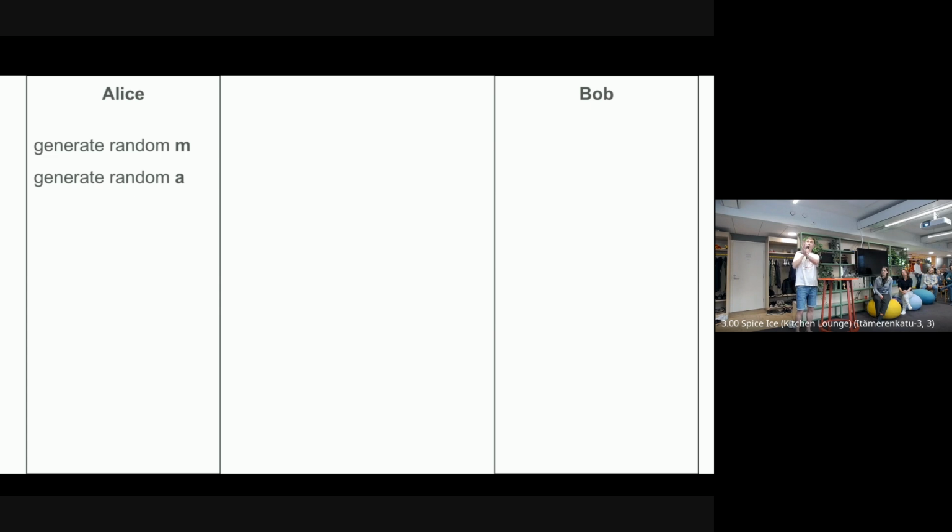A is a very secret thing. No one has to know about a. But m is visible, and we also calculate m to the power of a, and we send it to Bob. In this case, as you can see, we send m, and we also send the result of this operation, m to the power of a, but we never send a.